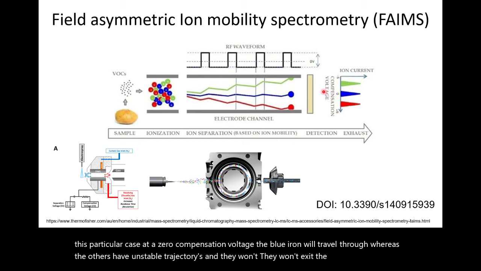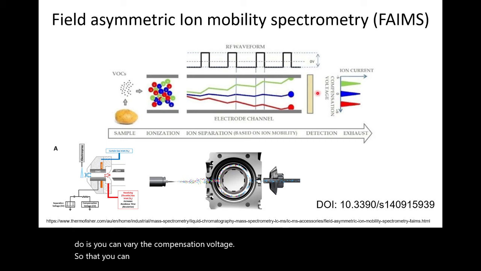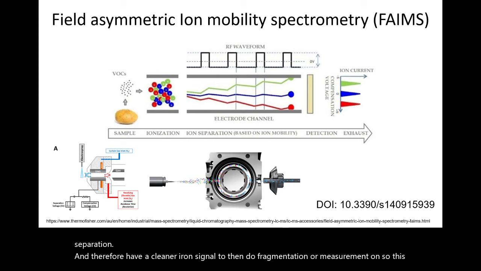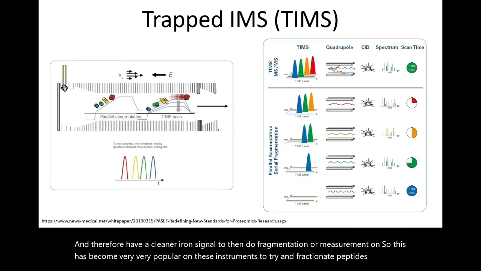What you can do is vary the compensation voltage so that you can get this ion to come out before this ion, and do that kind of separation, and therefore have a cleaner ion signal to then do fragmentation or measurement on. So this has become very, very popular on these instruments to try and fractionate peptides, especially in complex proteome mixtures.